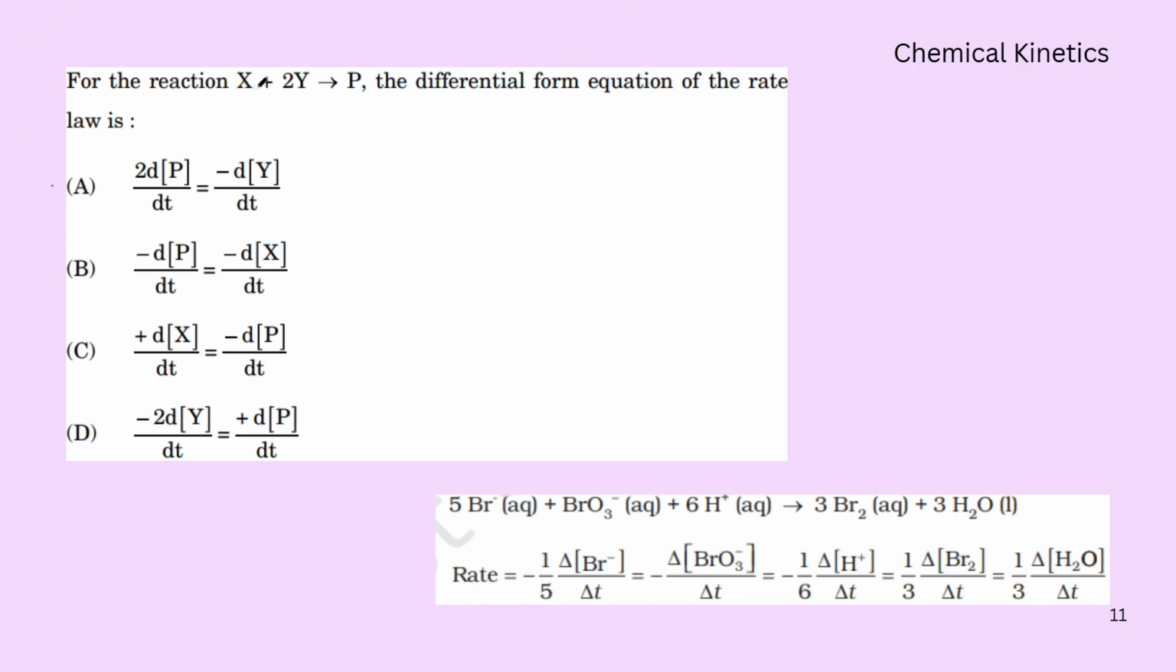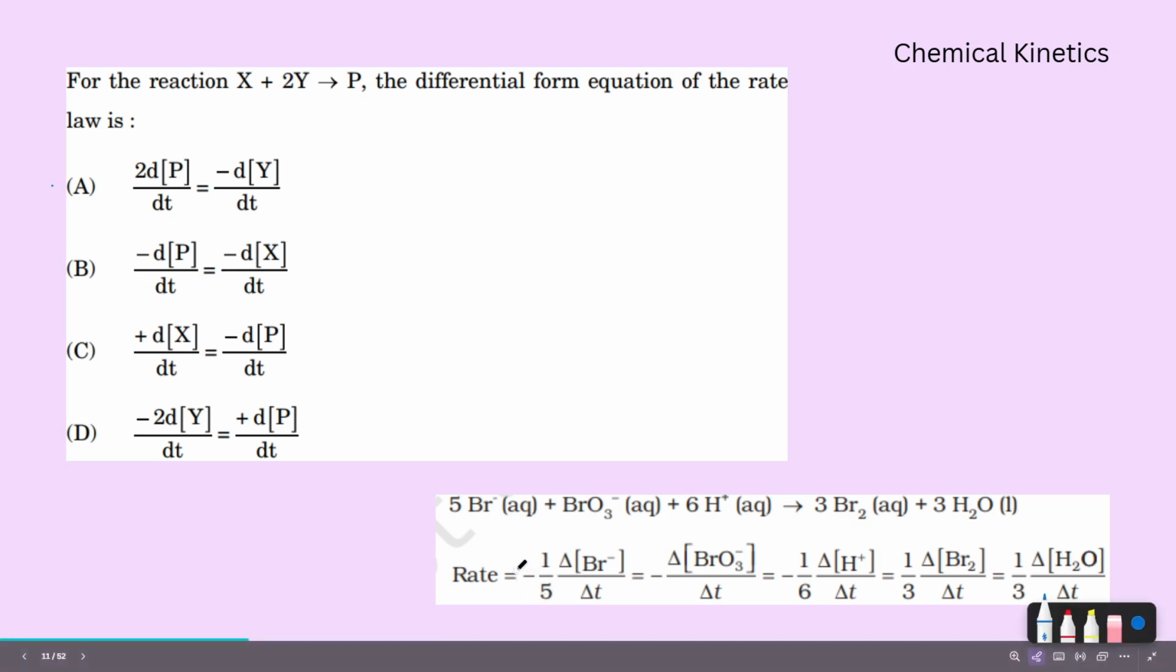For the reaction X plus 2Y gives rise to P, the differential form equation of the rate law is, so you've been given all of this. Under the concept of rate law, I picked this example because this has most of the coefficients. If you notice, on the reactant side you have minus 1 by the coefficient, and for the product side you will have plus 1 divided by the coefficient.